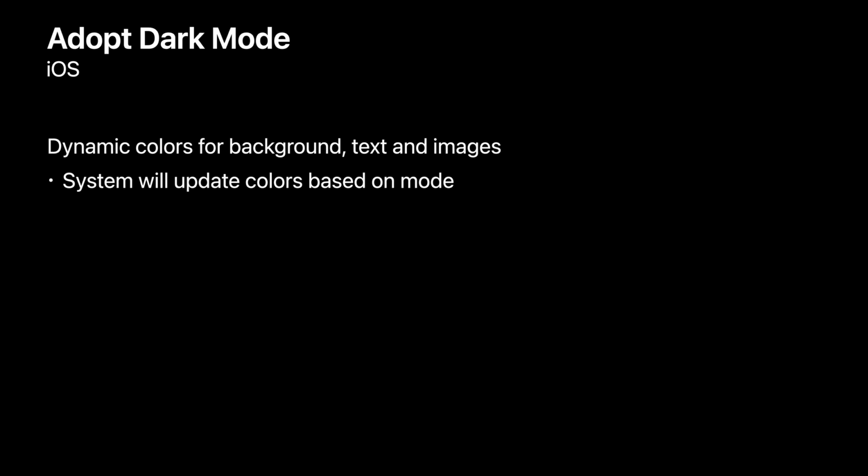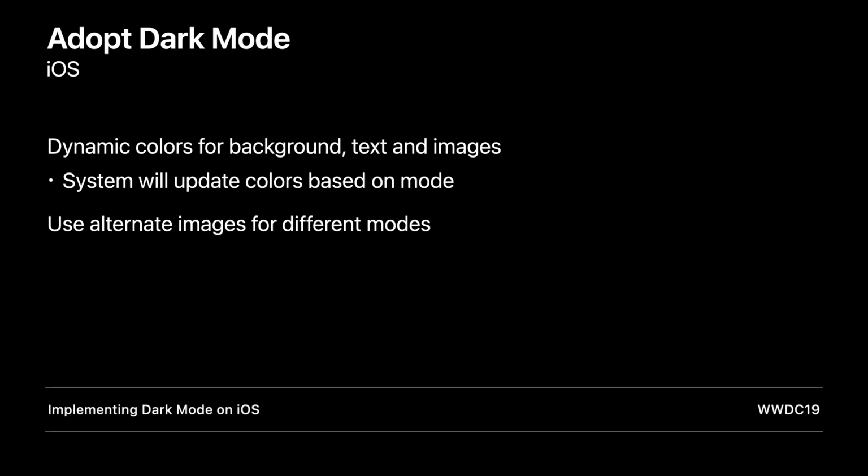Your app may have hard-coded colors because it only supports light mode. Use dynamic colors in Xcode to support background color, images, and text in light and dark mode. The system will automatically use the correct color values and will update when the mode changes. Your app should also support alternate images for light mode and dark mode. To learn more about customizing your app for dark mode, check out Implementing Dark Mode on iOS from WWDC 2019.